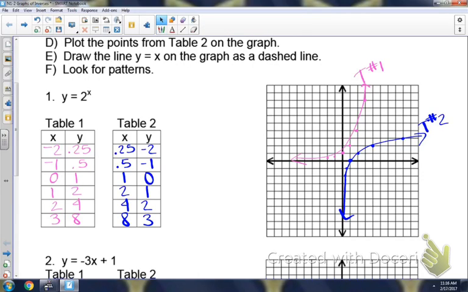Alright, then notice that it said you're going to draw the line y equals x. When we have the line y equals x, the slope would be 1 over 1, and the y-intercept, notice there's not a number there, so it would be 0. So that line would be crossing the y at 0, and then up 1, right 1. So 1, 1; 2, 2; 3, 3, and so on. So I'm going to go ahead and make that my dotted line there.